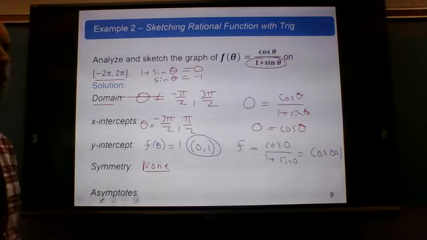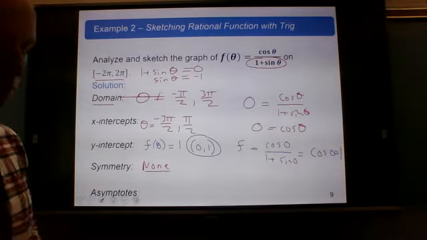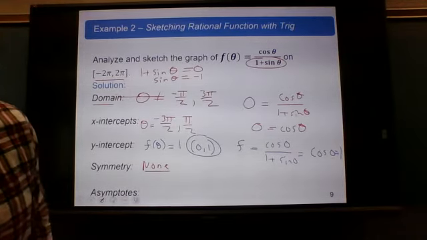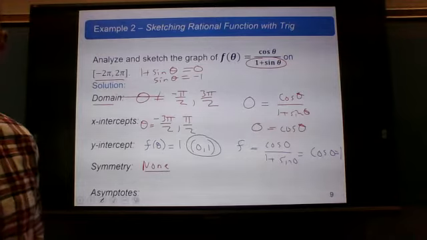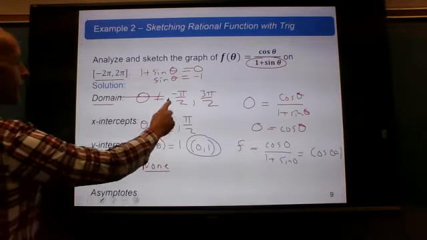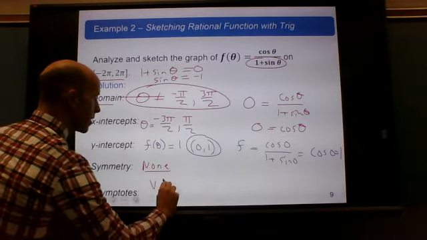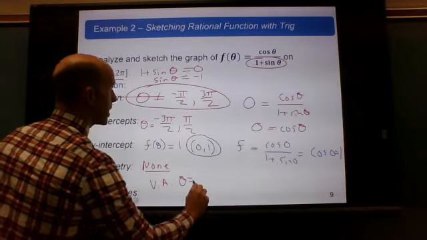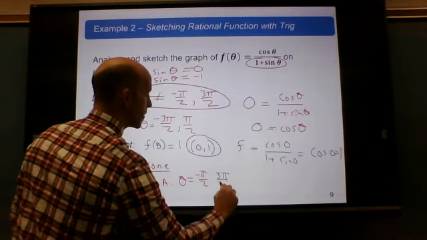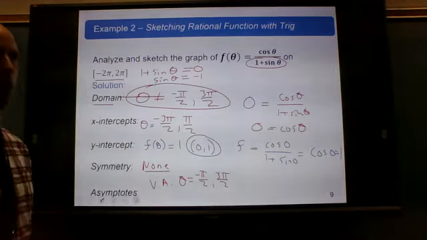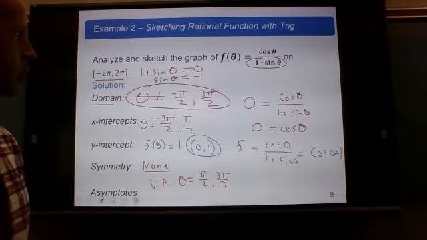Okay, so now we've got to deal with asymptotes. And remember, to find a vertical asymptote, we need to figure out where the limit goes to infinity, at what values of theta. And in this case, we're going to see that these two values come back into play. So we have vertical asymptotes at theta equals negative pi over 2 and 3 pi over 2. And we could talk about one-sided limits here, but I'm going to skip that just to keep this on the shorter side.